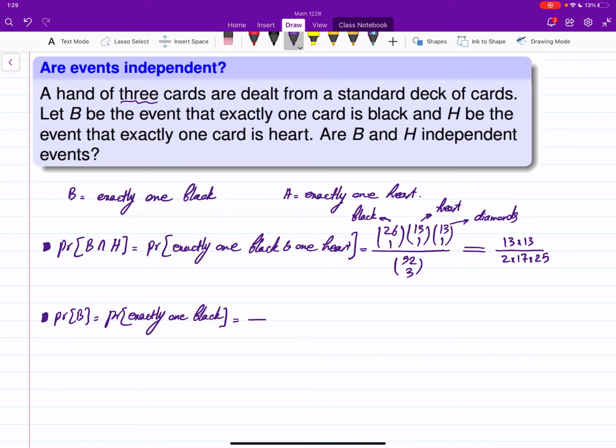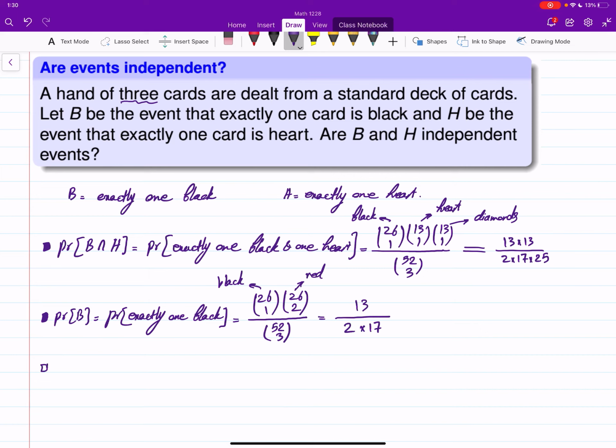First of all, we are choosing 3 from 52. Exactly one black means that of the 26, you choose one of them. So these are the black ones. Then the rest should come from the red ones. In other words, hearts and diamonds together. There are 26 of them, and I want to choose 2 from 26. And if I simplify this, I will get this number: 13 divided by 2 times 17.